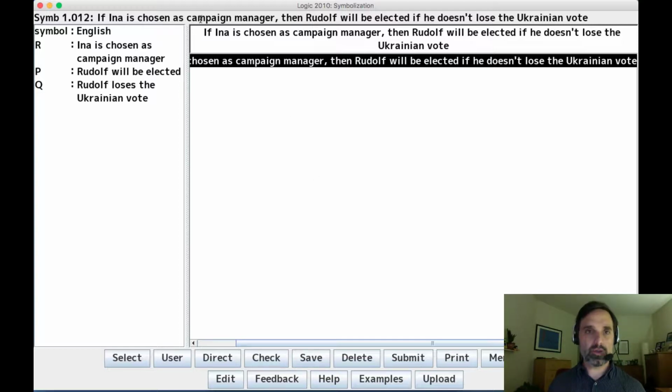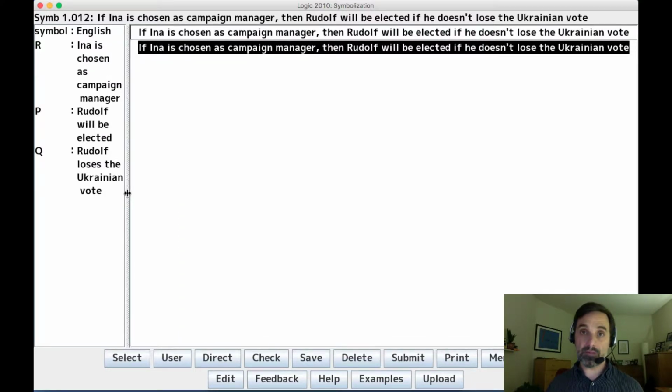If Ina is chosen as campaign manager, then Rudolph will be elected if he doesn't lose the Ukrainian vote. Okay, so we want to look for all the logical vocabulary and then figure out which of it is the main connective.